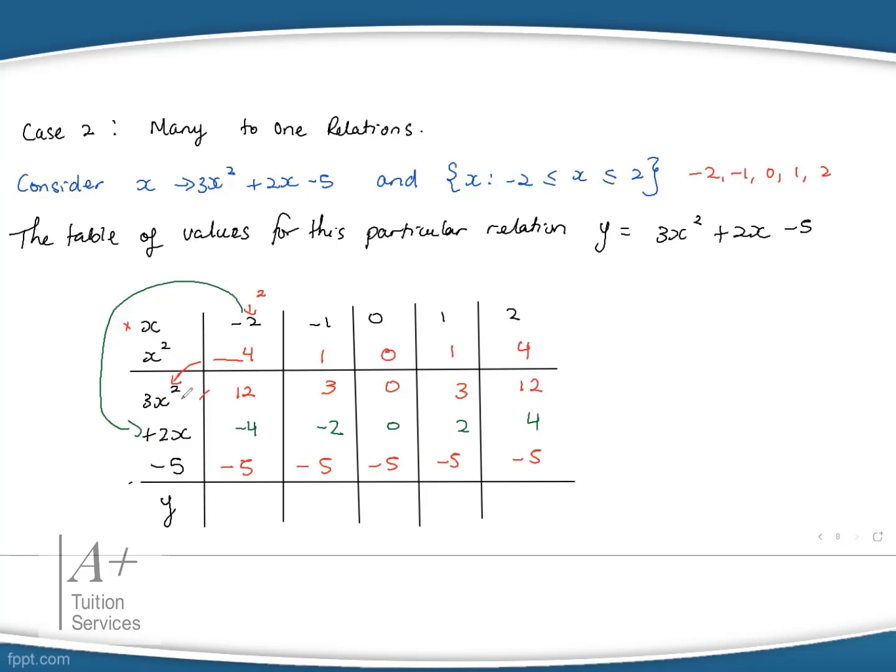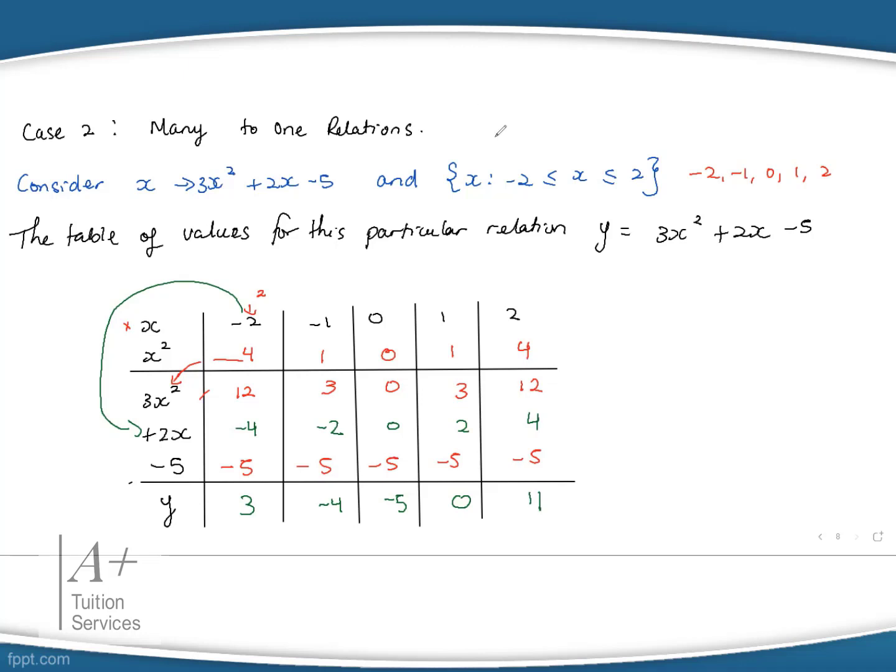Now the x squared values will multiply with the x squared here. The x values will multiply with the x here, and the constant value will remain the same throughout. So now we can say 12 minus 4, sorry, is 8, minus 5 is 3. 3 minus 2 is 1. 1 minus 5 is minus 4. 0, take away 5, minus 5. And 3 plus 2 is 5. 5 minus 5 is 0. 12 plus 4 is 16. 16 minus 5 is 11.